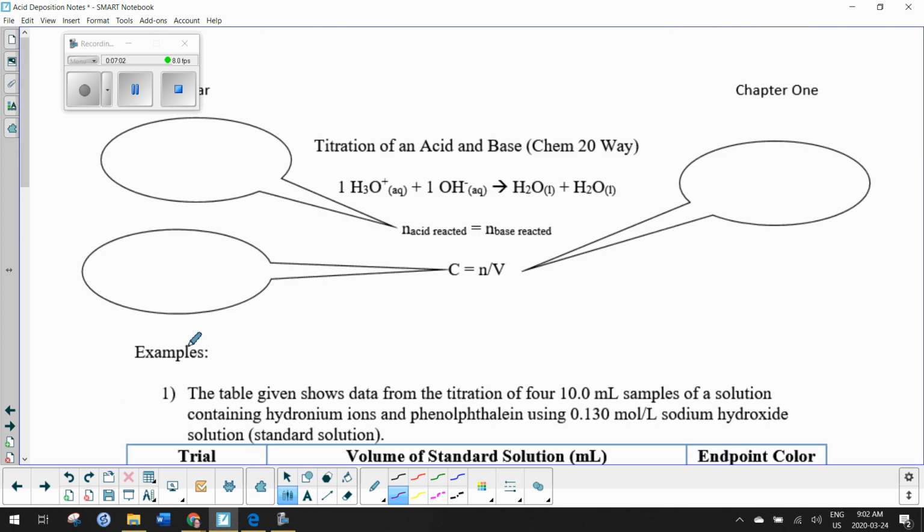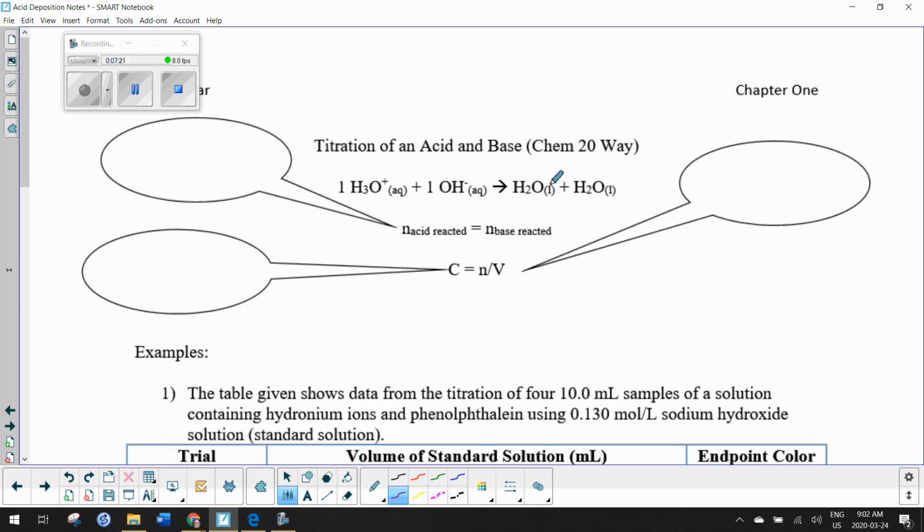But for the first one, it's going to be a little challenging because it is a chem level question. If you do not understand this way, that is fine. I will show you the easier short version for Science 30. So, titration of an acid and base. So here, Chem 20 way.